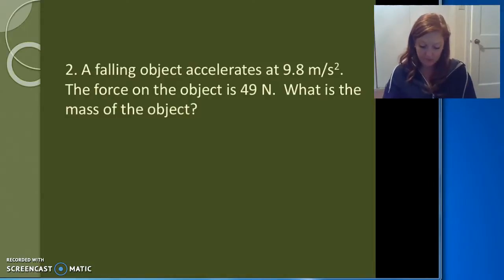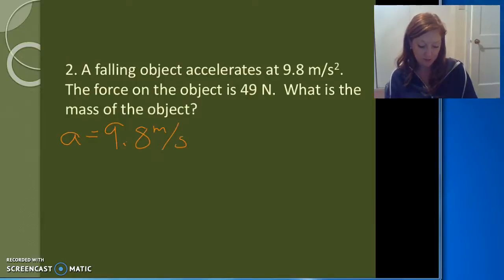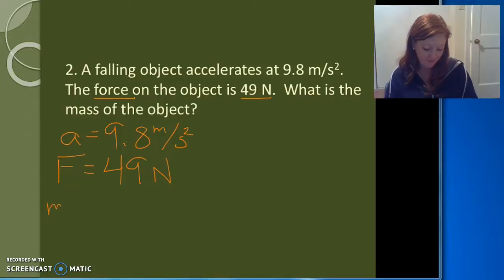So we've got this object that is accelerating at a rate of 9.8 meters per second squared. You'll see why I'm using this 9.8 a lot. It just happens to be a super, super useful common number. And the force on the object in this case is 49 newtons. And we want the mass this time.